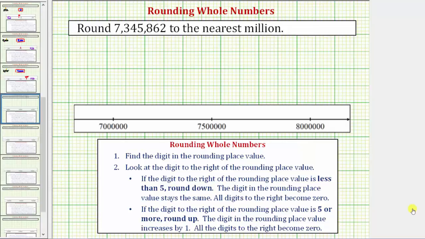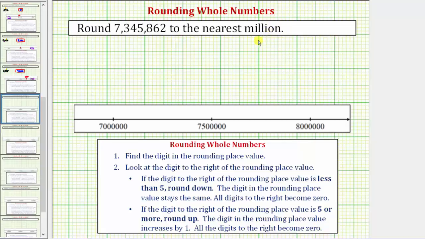Welcome to a lesson that will show how to round 7,345,862 to various place values using both the number line as well as the formal rules for rounding outlined below. In our first example, we're asked to round 7,345,862 to the nearest million.